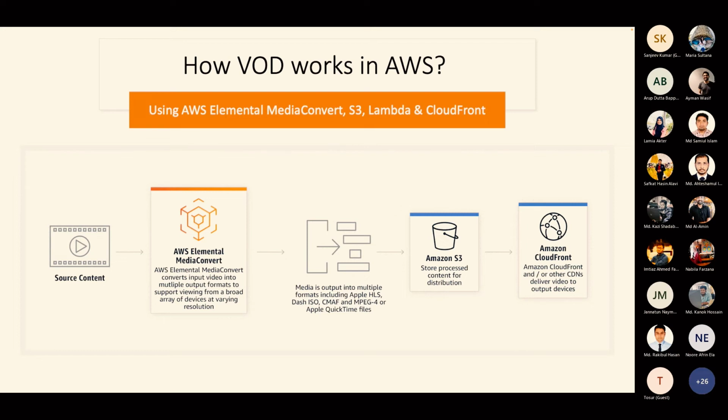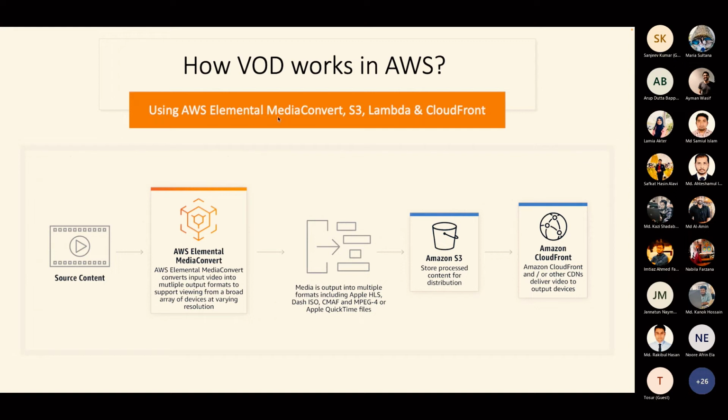Based on the distribution, the player can play the video on our devices. So how does it work in AWS, and how can we build an OTT or VOD platform in AWS? Mostly we need services called AWS Elemental MediaConvert, S3, Lambda, and CloudFront. This is a serverless way, and we will focus on it today so we don't have to worry about scaling and other things. We will use serverless to build the VOD in today's session.